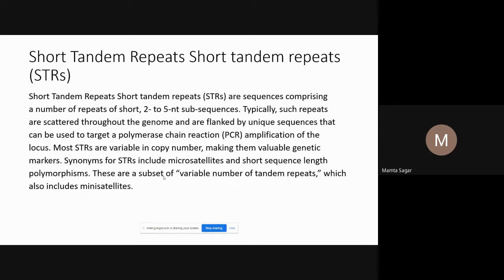So variable number of tandem repeats, VNTR, are used in the identification of ancestry, like father-son relationship. These are very helpful in DNA fingerprinting. These markers are helpful in the identification of the genome, means in the detection of relationship, phylogeny. So these are exploited in the DNA fingerprinting method.